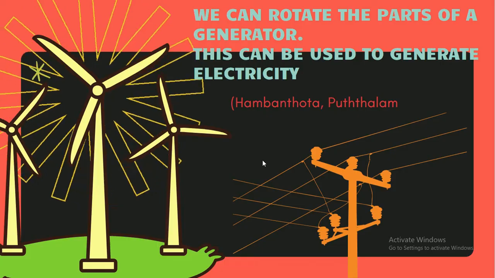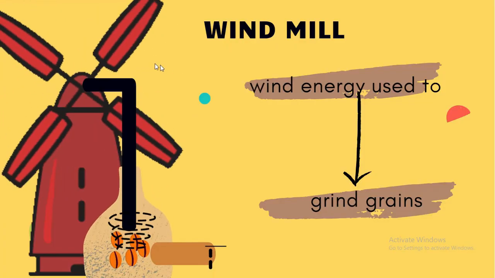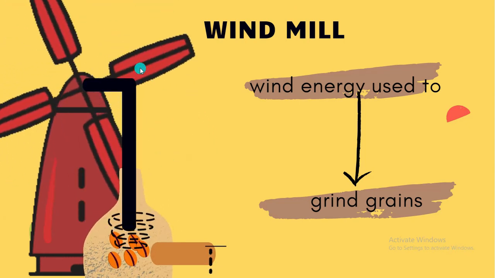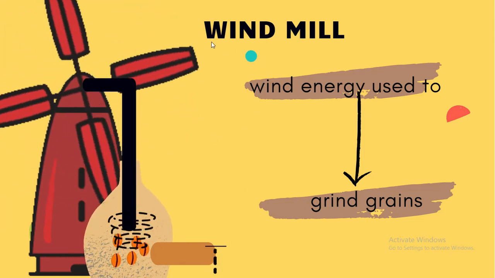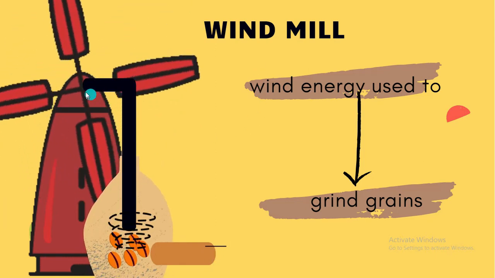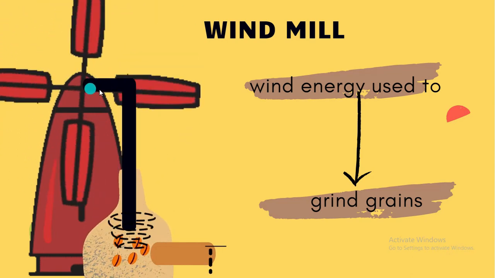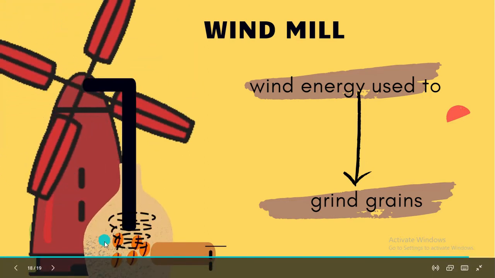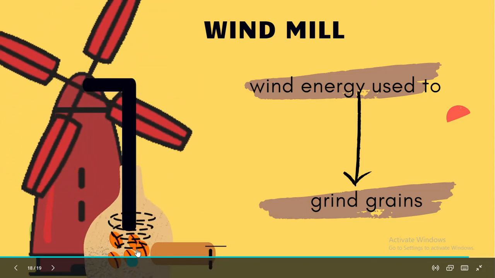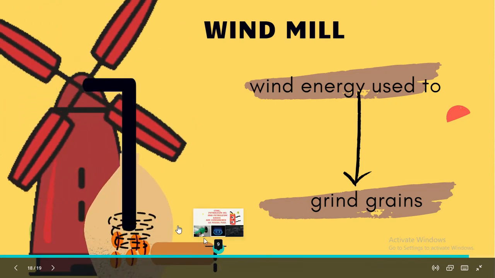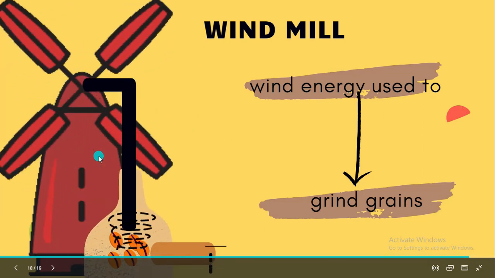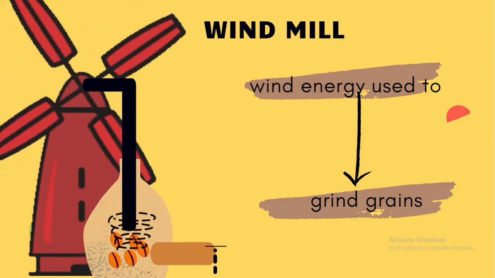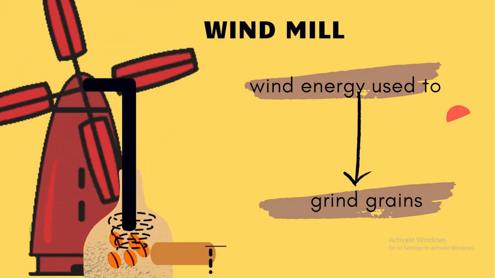Windmills. This is a cross section of a windmill. When wind is blowing, this fan rotates. Due to this rotation of the fan, the grain here can be ground. These grains are ground into small particles like this. In this process, wind energy is used to grind grains. Simple theory. This process in ancient times, large windmills used this theory.